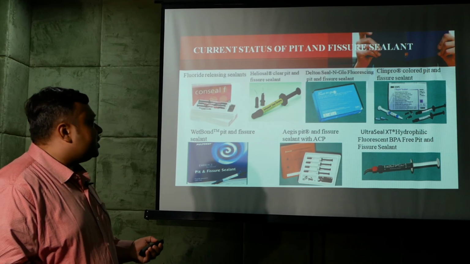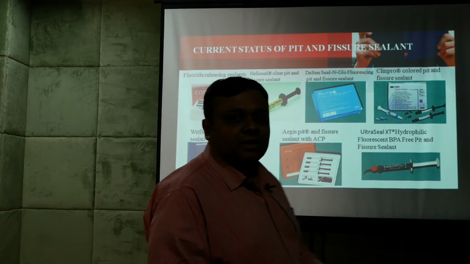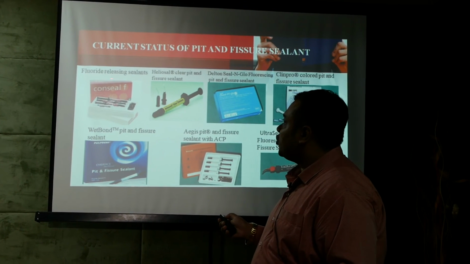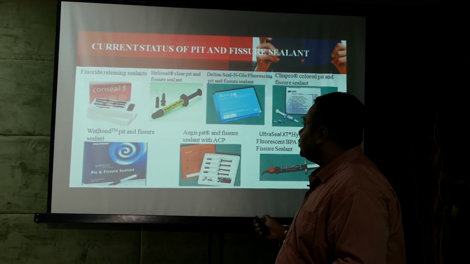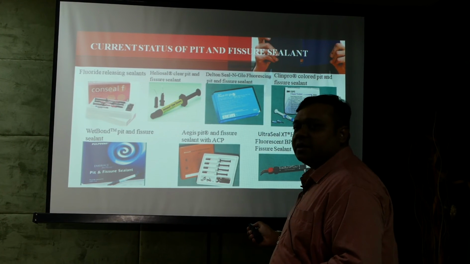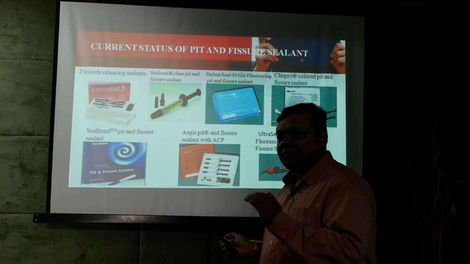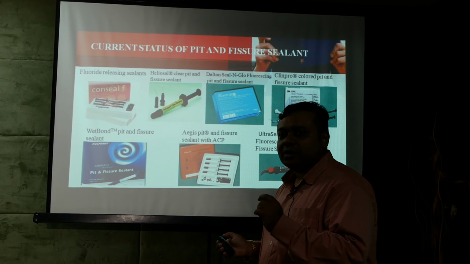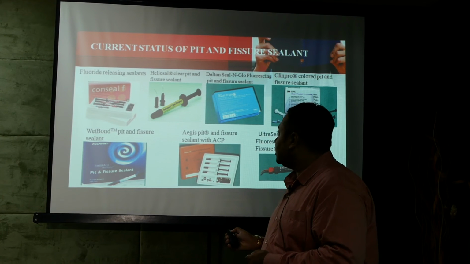So lastly, we come to the various types of sealants which are available to us in the market. As you can see, this is Conceal F. This is a fluoride releasing sealant. It is helpful in releasing fluoride. Heliosil is a clear pit and fissure sealant. After curing, it becomes natural, like the tooth structure, the color of the tooth only. So by naked eye, we cannot make out whether a sealant is applied or not.